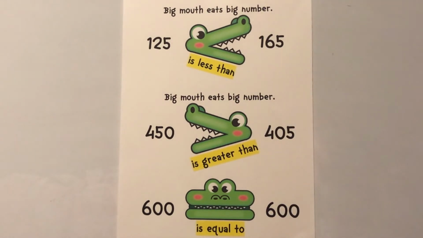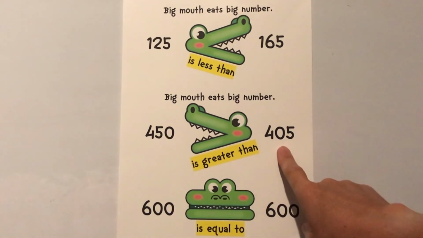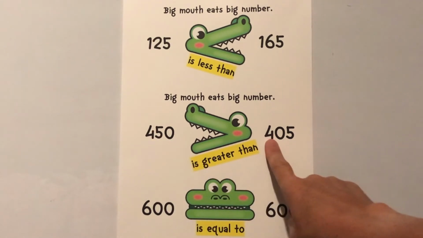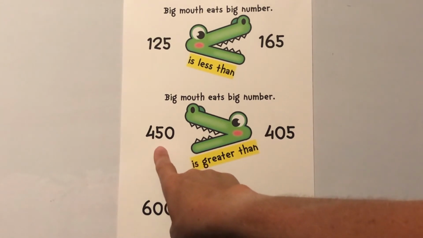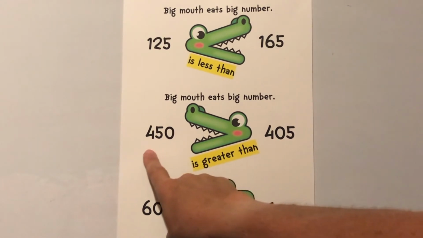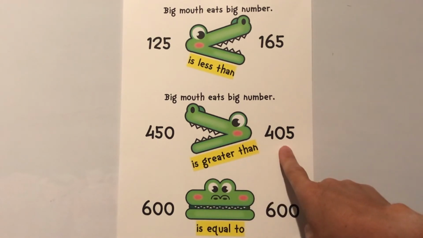In our next example, big mouth eats the big number. So we've got 450 compared to 405. The hundreds place is the same, so we're going to go comparing in the tens place. We have 5 tens, we have 0 tens. 5 tens is greater, 450 is greater than 405.